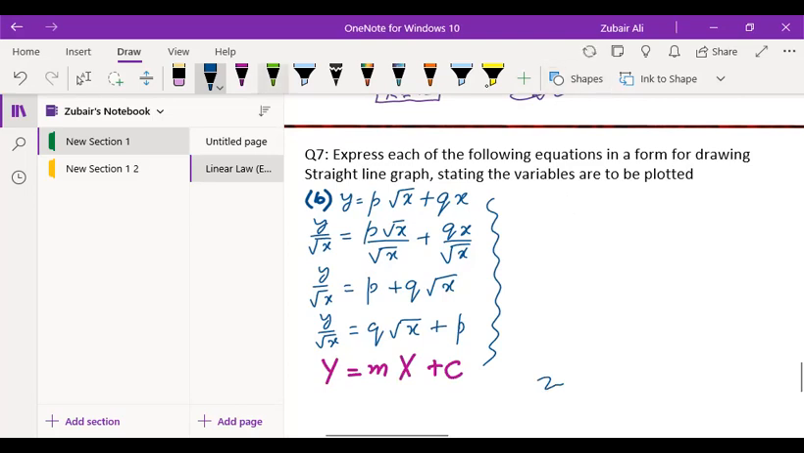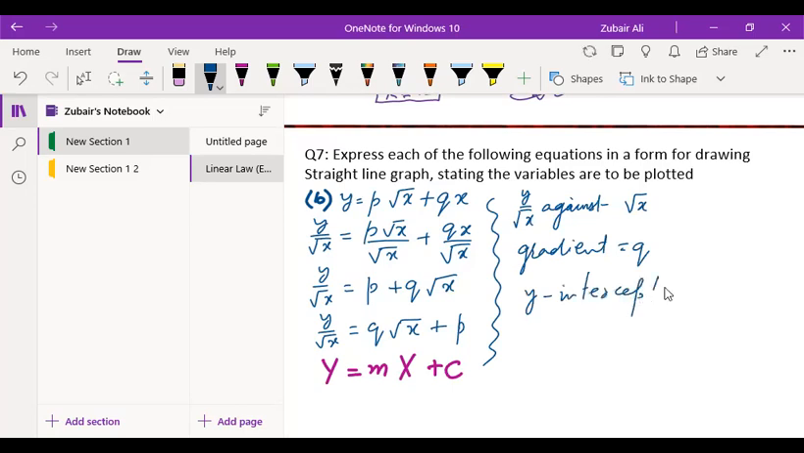We can clearly mention that graph should be plotted y upon under root x against under root x, and the gradient is q, and y intercept, that is c, is p, and this is the answer.